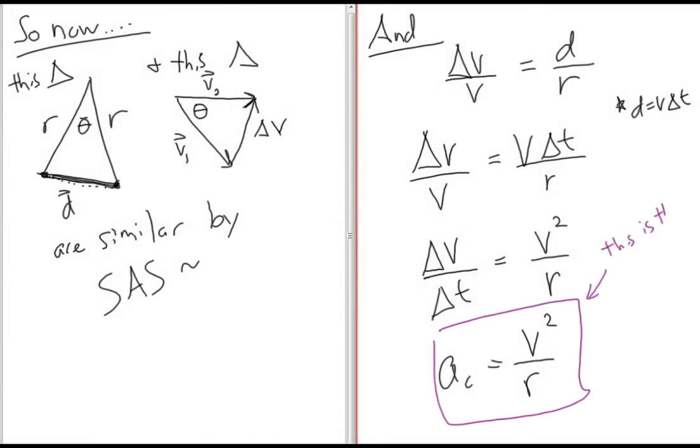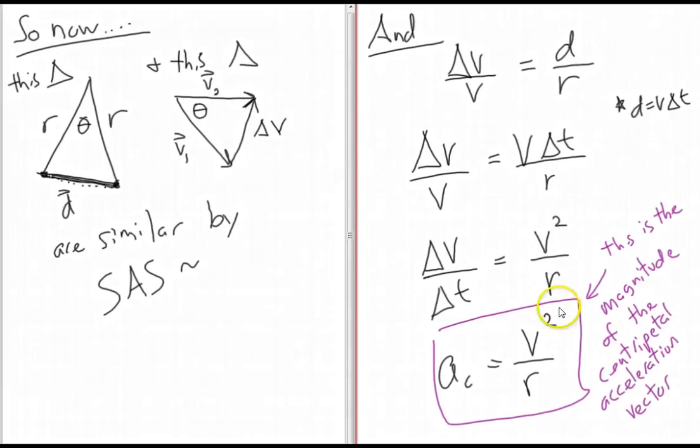This is what we're going for, what we've been shooting for. This right here, this value, is the magnitude of the centripetal acceleration. It's whatever the velocity of the object is squared, its magnitude squared, divided by the radius. So it's a really long proof for a very simple but very powerful formula, and we'll do some examples of that and how to use this formula in class.